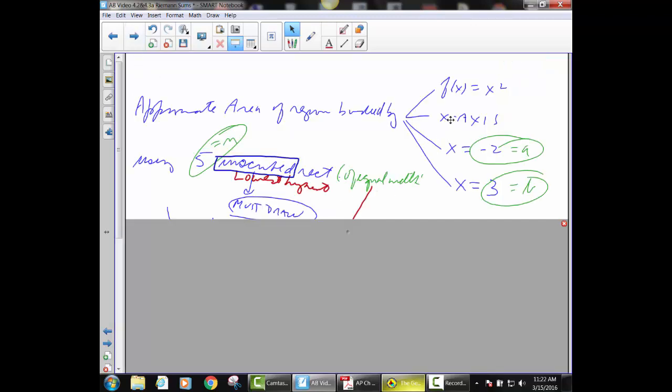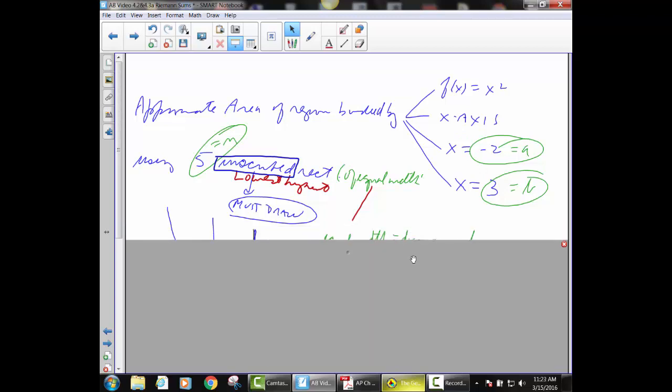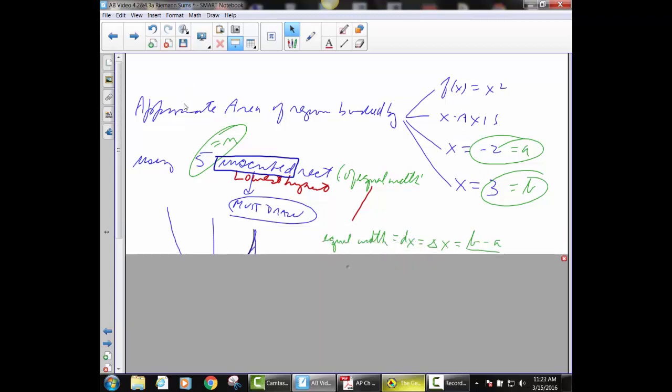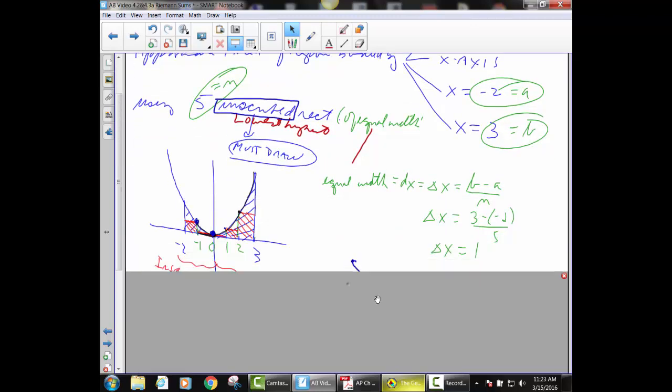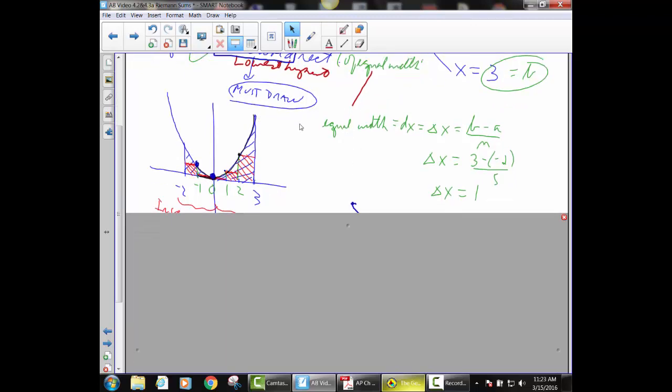So here's another one. This time bordered on the top by f of x equals x squared, left border x equals negative 2, right border x equals 3, bottom border x-axis. It's telling you to approximate it using 5 inscribed rectangles, again of equal width. Okay, so here's our curve, y equals x squared. Here's our left border, x equals negative 2, our right border, x equals 3. So we're trying to approximate the blue area.